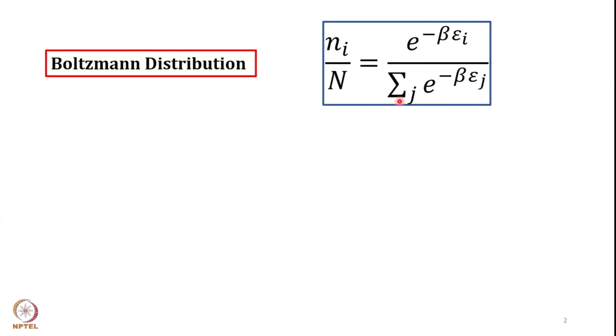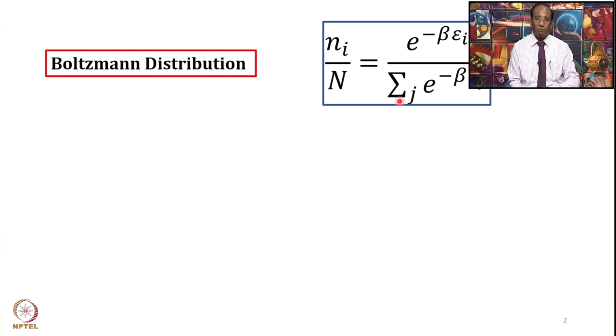In the derivation of this expression, we used the method of undetermined multipliers. In that method, we had two constants, alpha and beta. Alpha we have already accounted for, and we will soon find an expression for beta.